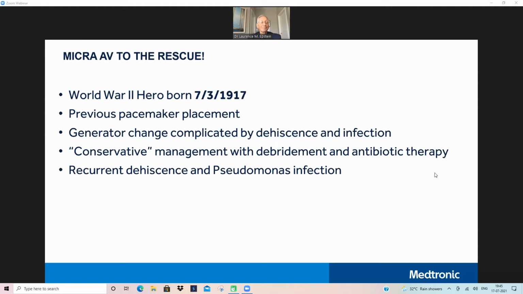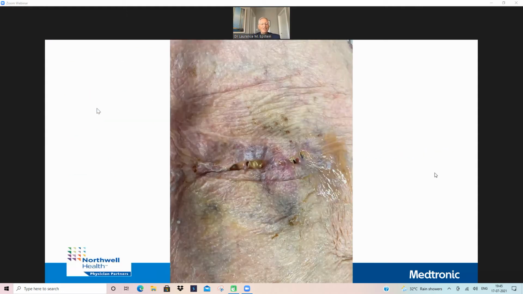Next slide. This is what the pocket looked like. Hopefully nobody's eating dinner. It was pretty gross. So we talked to him. He was completely functional. This guy was amazing. His wife walked into the room, who looked like she was 75, and she was 100. And the decision was made to place a Micra AV and extract this system.